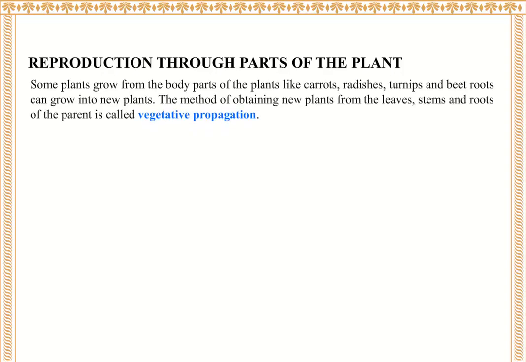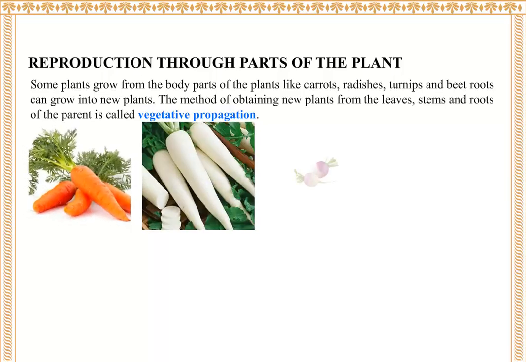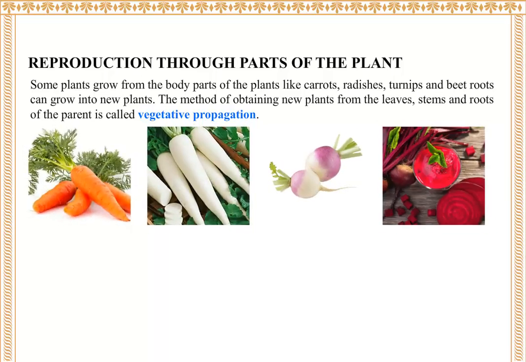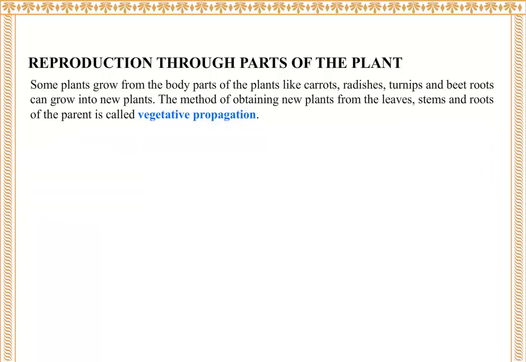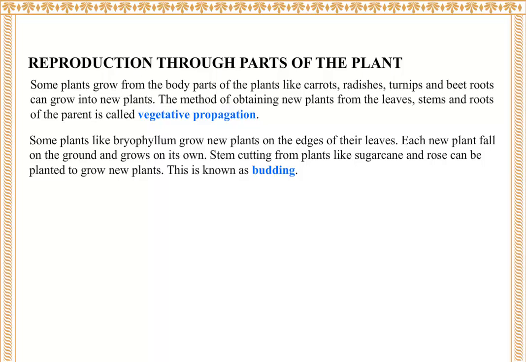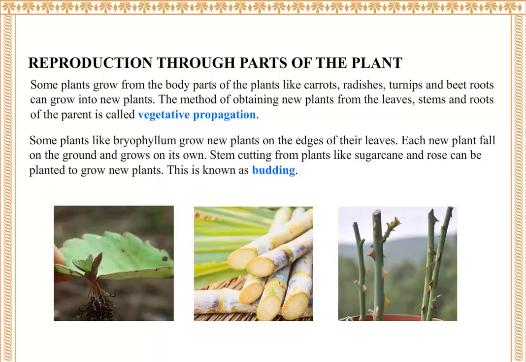Reproduction through parts of the plant. Some plants grow from the body parts of the plants. Carrots, radishes, turnips, and beetroots can grow into new plants. The method of obtaining new plants from the leaves, stems, and roots of the parent is called vegetative propagation. Some plants like bryophyllum grow new plants on the edges of their leaves. Each new plant falls on the ground and grows on its own.